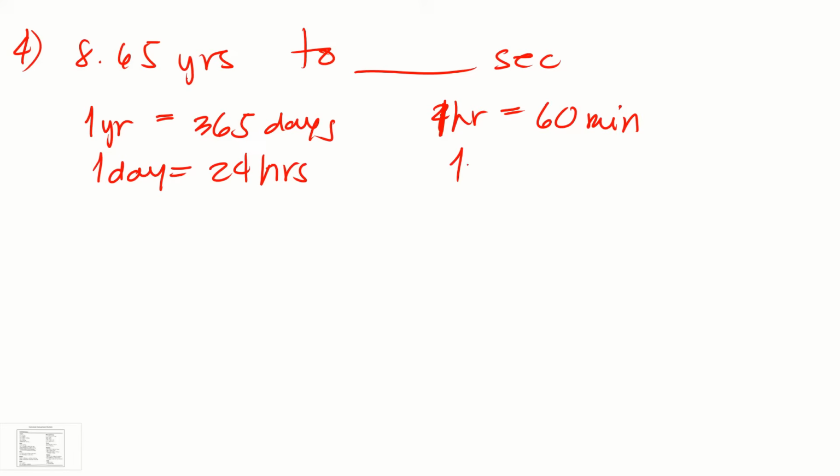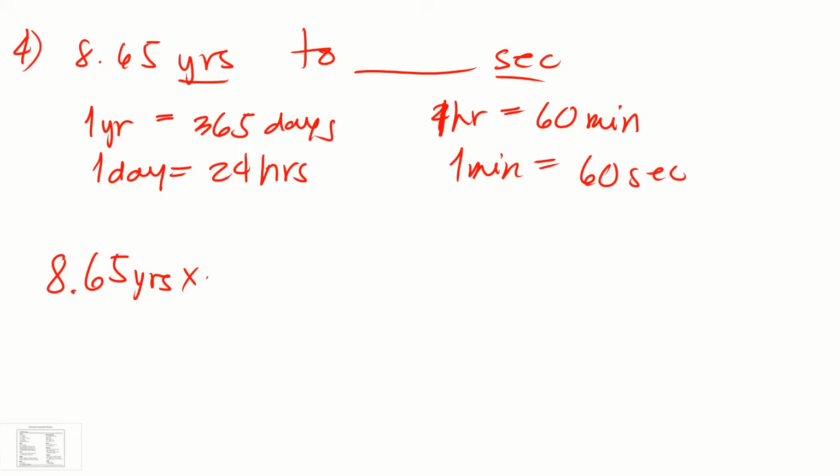And 1 minute is equal to 60 seconds. So using this information, we can now convert years to seconds. First, let's write down our original value, which is 8.65 years. And then, ano yung una nating ilalagay dito? Since yung original value natin is nasa years, look for the equivalent unit with years.